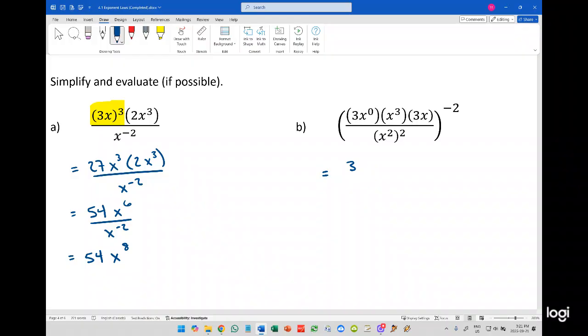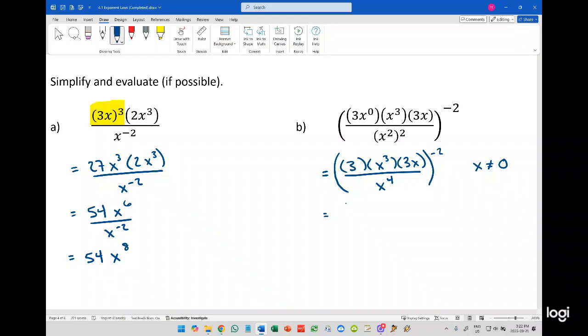Now, as soon as I say x to the exponent 0 is 1, I'm going to make a little note over the side here that x cannot equal 0, because if it did, we'd have 0 to the exponent 0. Okay, so that's our first bracket. And then our second bracket is just an x cubed. And our third bracket is 3 to the x. And on the bottom, I could do a little simplification there. Power of a power, multiply the exponents, and get x to the 4. And then that whole thing is to the exponent negative 2.